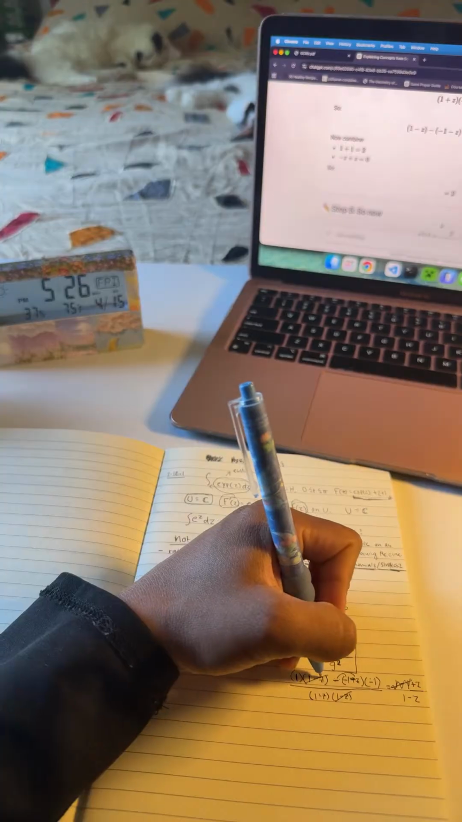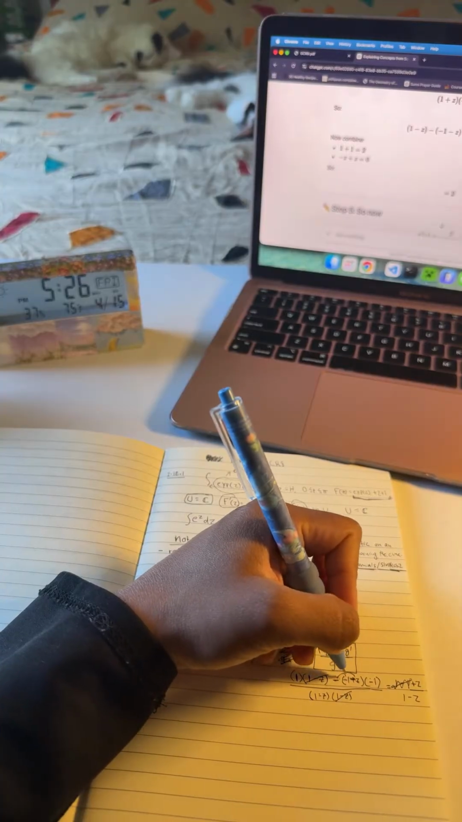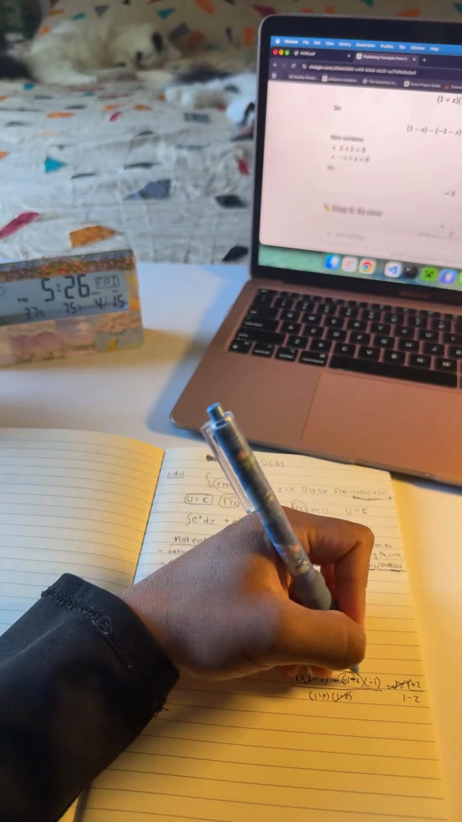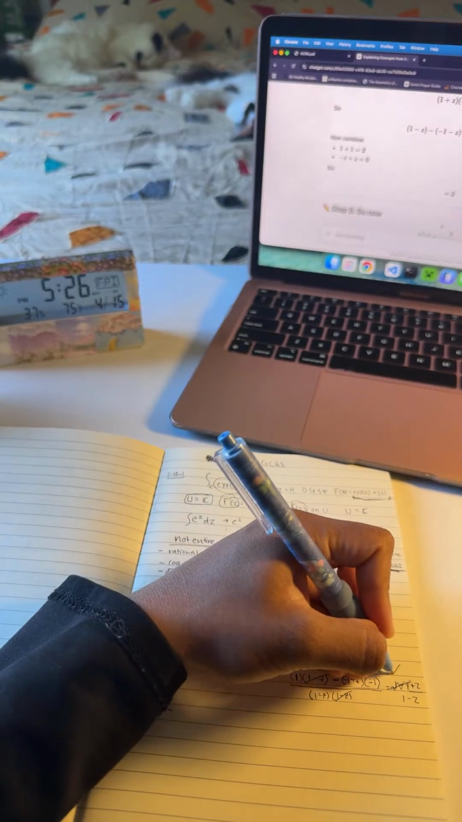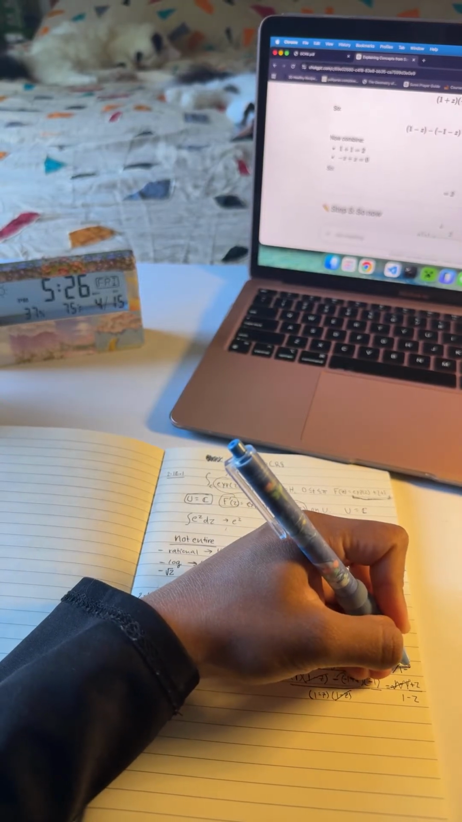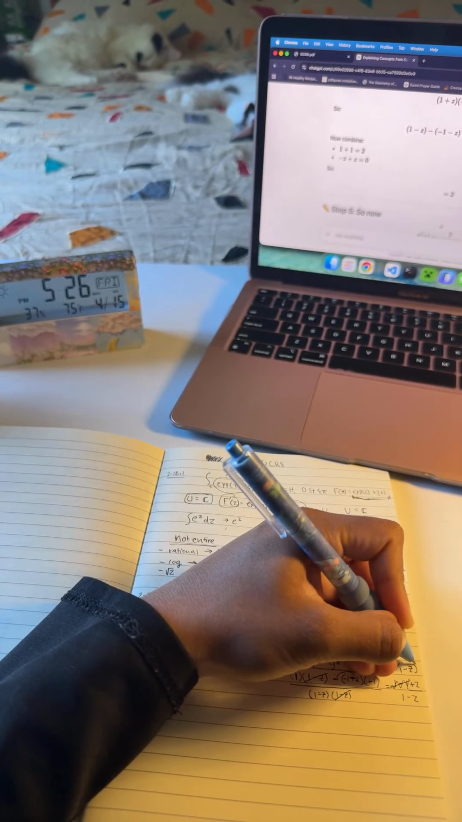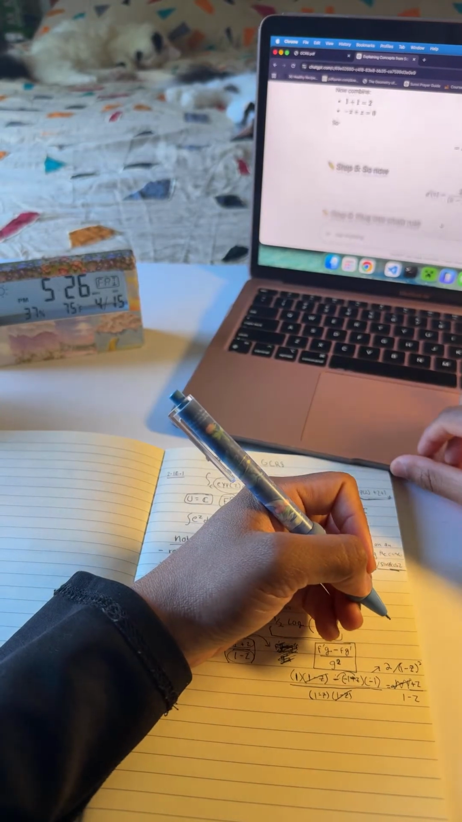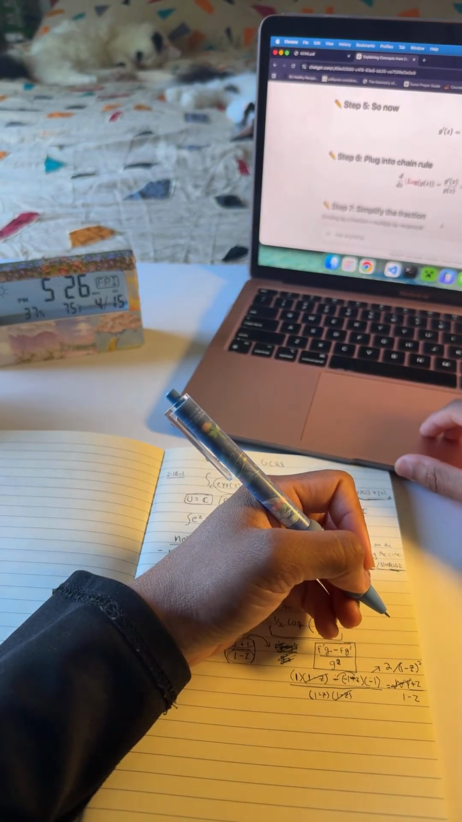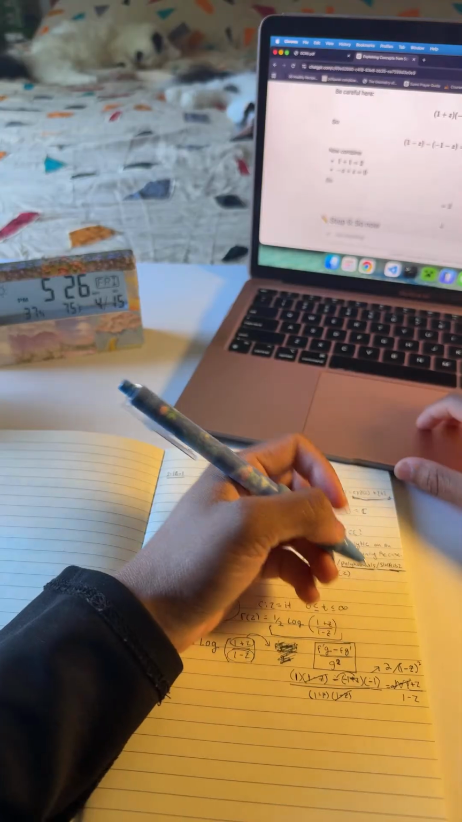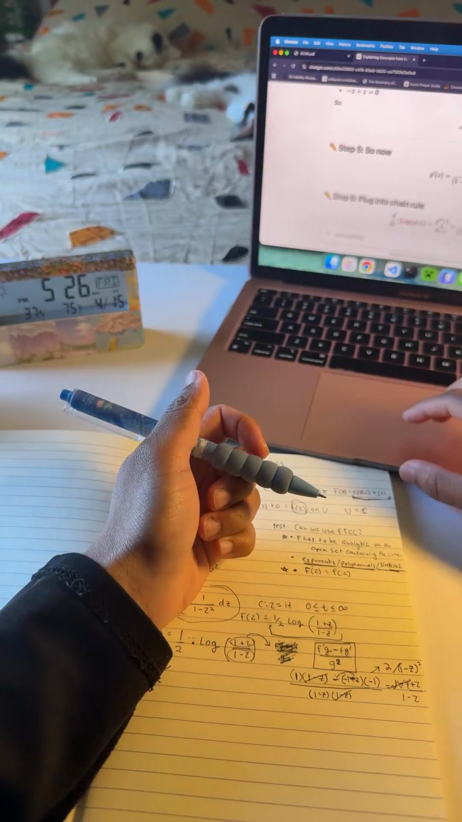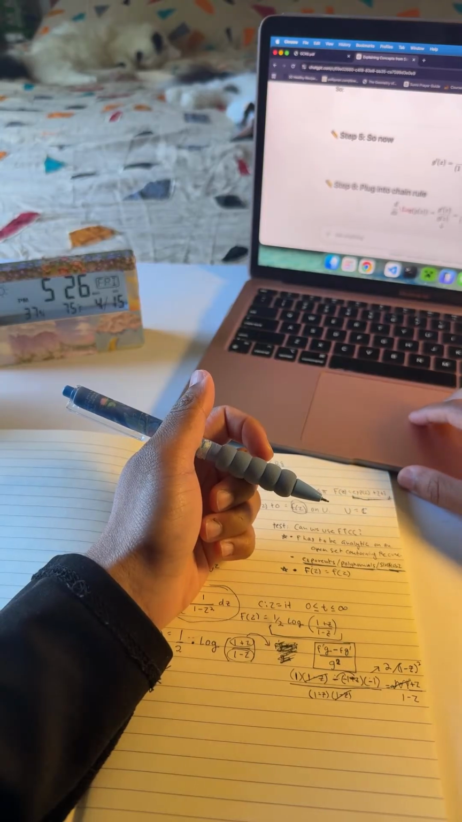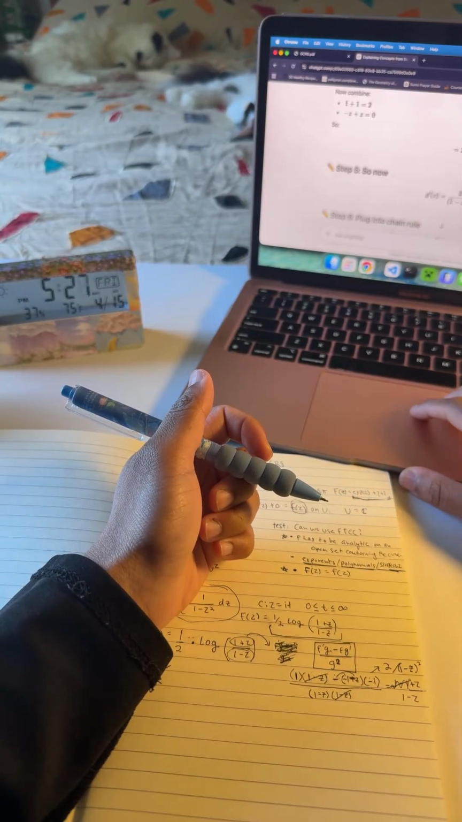Whatever. 1 minus c plus 1 plus c is equal to 2 for the numerator. And the denominator stays 1 minus c squared. But that's so weird. Like, I just cross canceled it. It's fine.